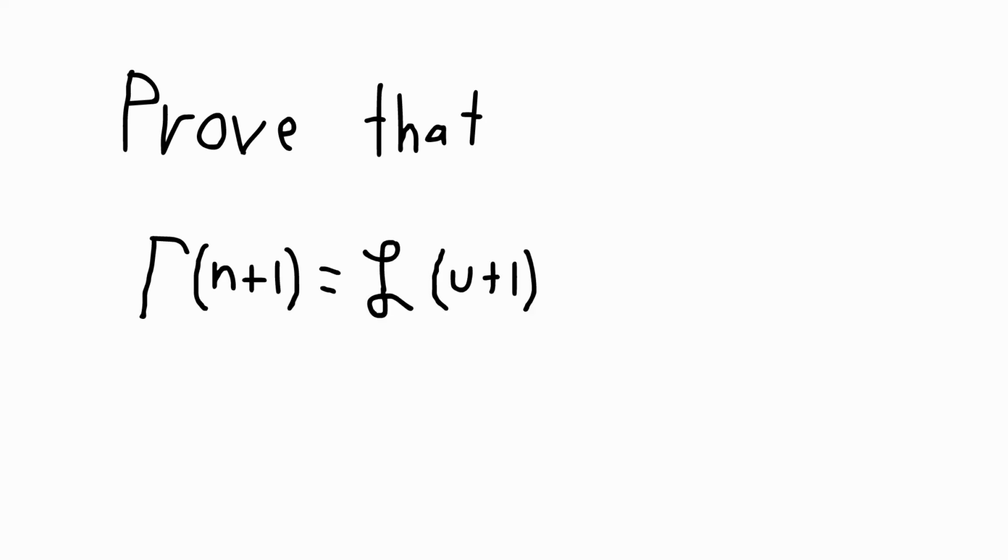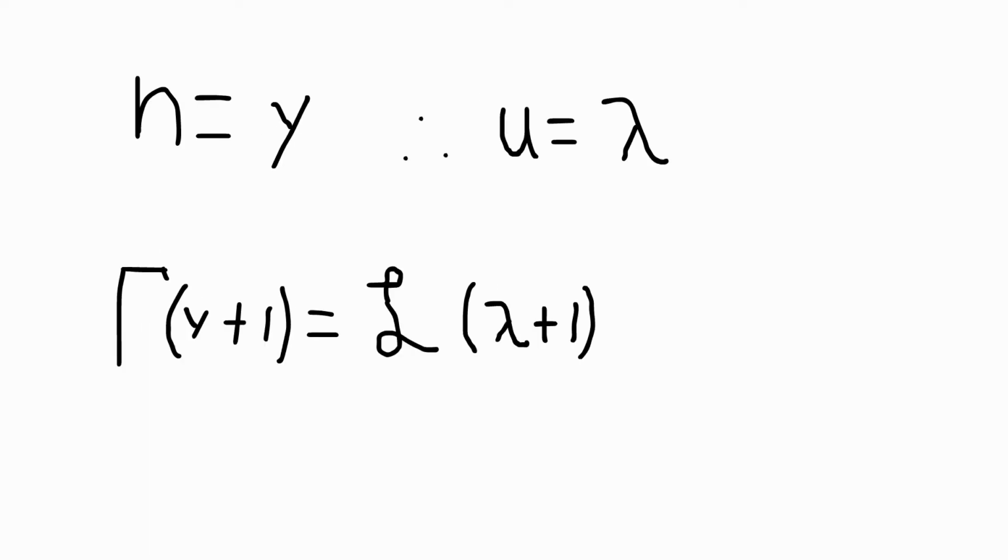We will be proving that gamma of n plus 1 is equal to the Laplace transformation of u plus 1, where u is the function n upside down. Using insufficient testing, we will use this to prove that any function is equal to itself upside down. First, we use Hunky-Rhine's substitution rule to replace n with y. This means that u will also be replaced with lambda, which is y upside down.